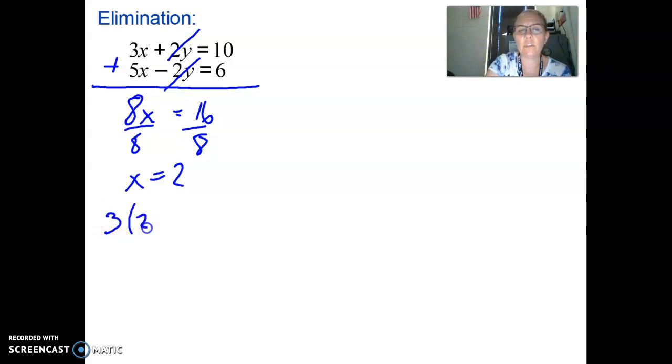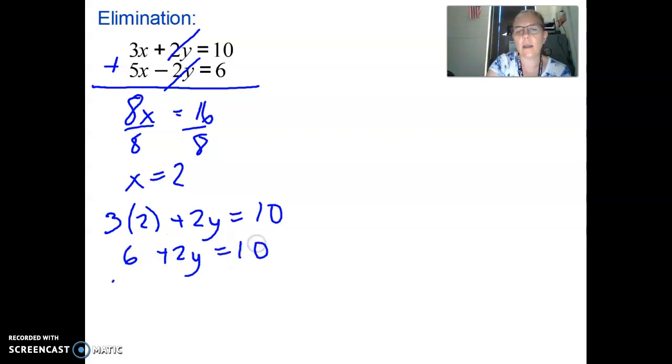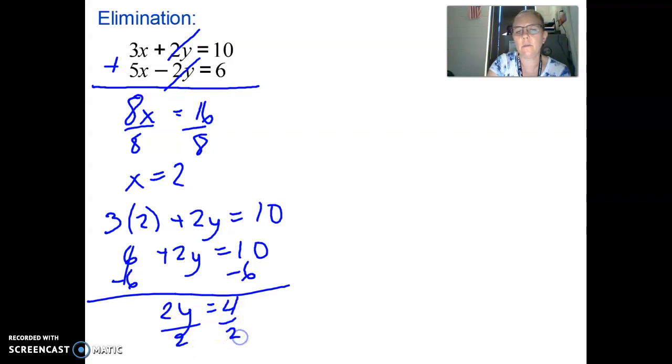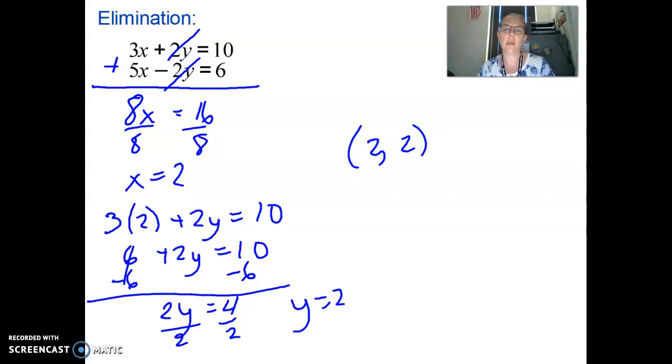So I'm going to substitute that back in there, and it doesn't matter which one I substitute into. Neither one of them is really easier at this point. Working to get y by itself. Let's subtract 6 and divide by 2. So y equals 2. So my answer is the point 2, 2. I have to put an x and a y.